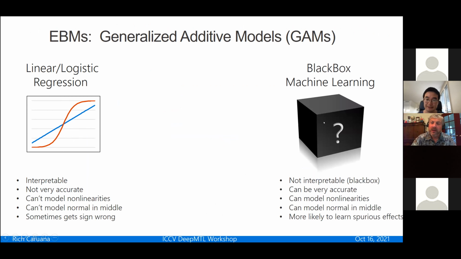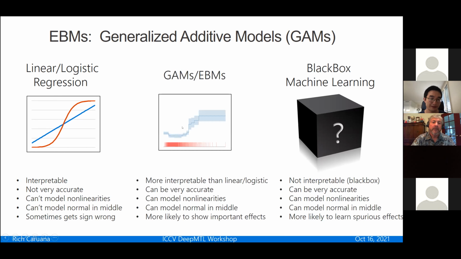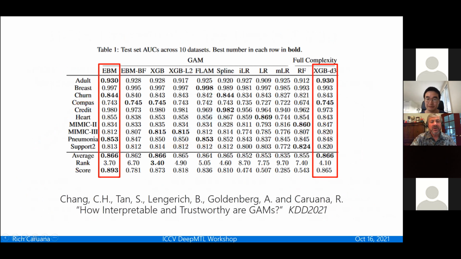Now, at the right extreme here, we've got black box models. This is like a deep neural net. It's not interpretable typically, but it can be very accurate. It can handle nonlinearities and can handle these abnormal effects, although it's more likely to learn spurious things. There's this class of models in between that statisticians invented 40 years ago called generalized additive models, and EBMs are our version of this. And these things are much more interpretable actually than even linear methods, but they can be as accurate as these black boxes, and they can model nonlinearities and things like this, and they're less likely to show spurious effects.